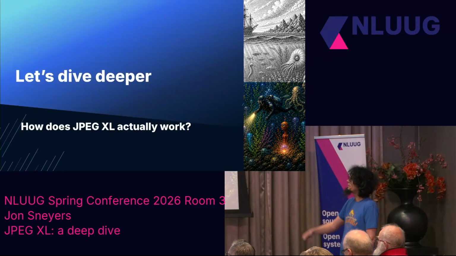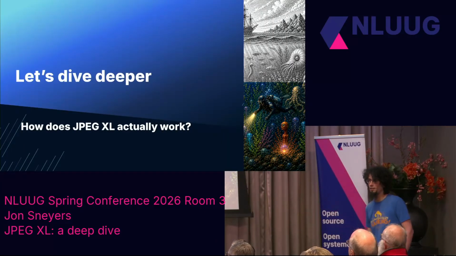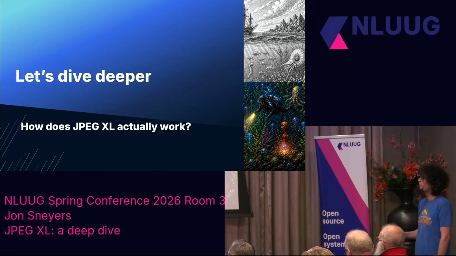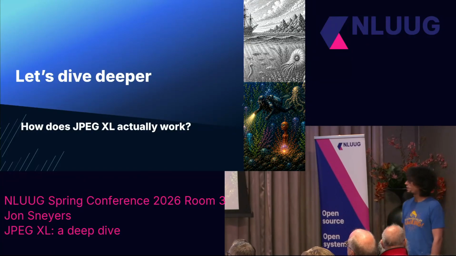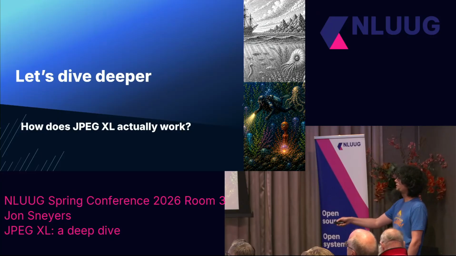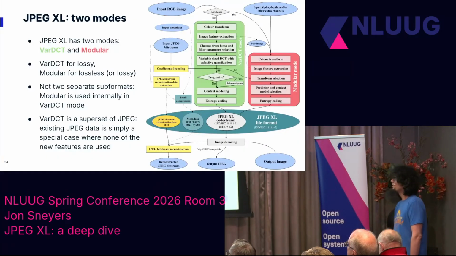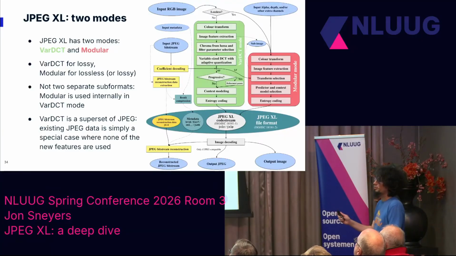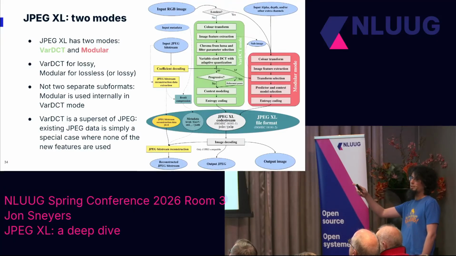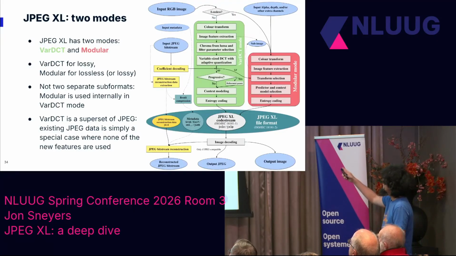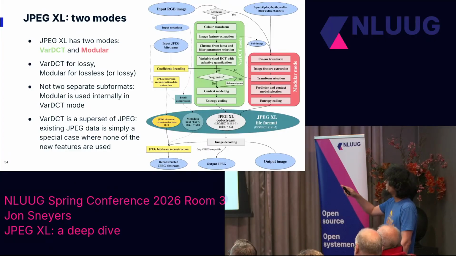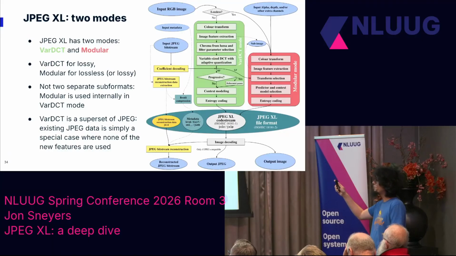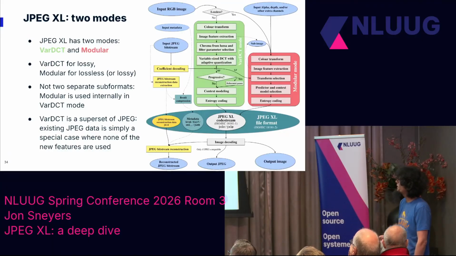All right, enough of this high-level marketing. Let's go a bit deeper now and go into the actual details of how it works. So the green and red boxes here are the 2 main modes of JPEG XL. The green one we call var DCT, for the variable size DCT. The red one is called modular mode. So the green one is used for lossy, the red one is used for lossless, but it can also be used in a lossy way.